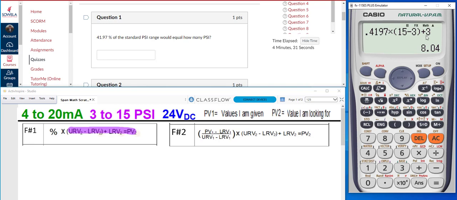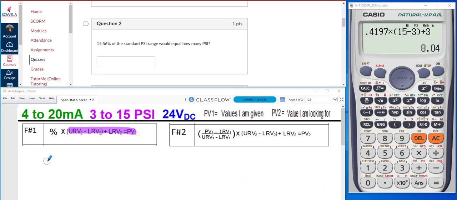41.97% of 3 to 15 is 8.04 PSI. Also, I'm going to want you to show your work, but I'm not going to show my work every time because I'm trying to write with a mouse and it just takes too long. Number 2: 15.56% of the standard PSI range would equal how many PSI? I will do it on this one example.